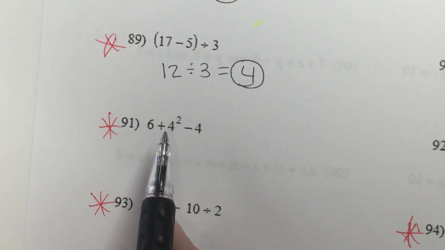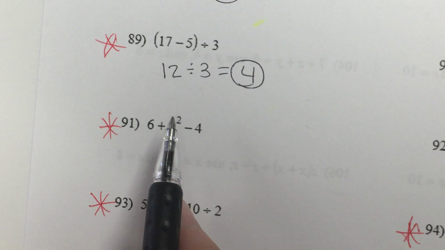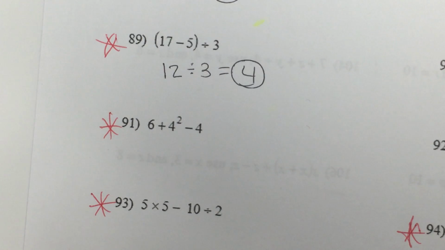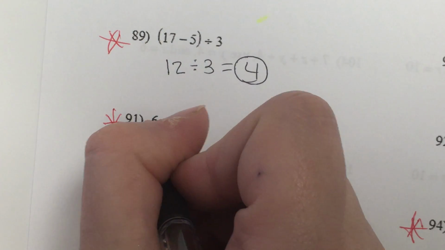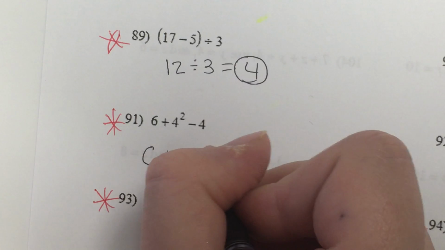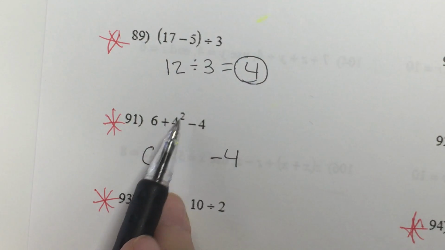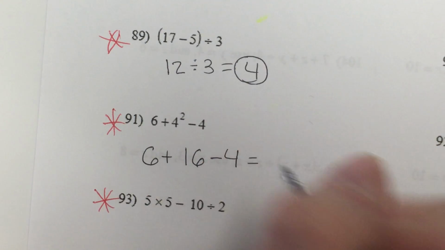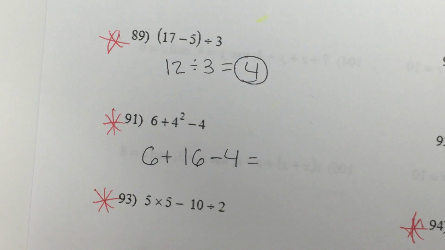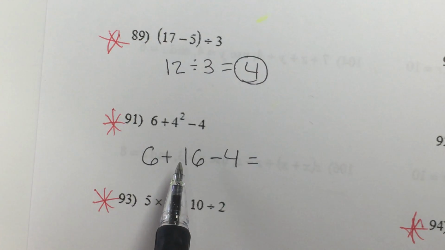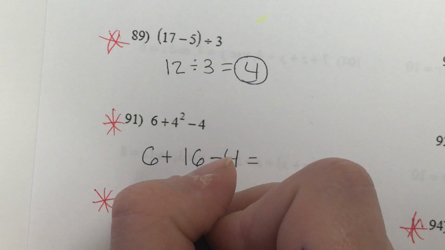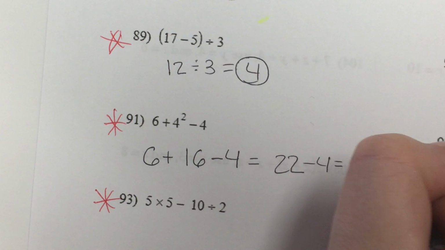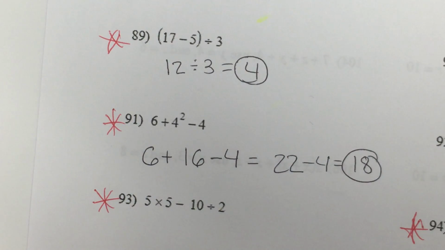Now, we're going to do something in the middle of the problem first. So the stuff on the outside, the 6 plus and minus 4, they just stay where they are. Nothing happened with that yet. So 6 plus whatever minus 4. Well, what is 4 squared? 16. And from there, you're just going left to right, addition and subtraction. 16 and 6 is 22, minus 4, which is 18.